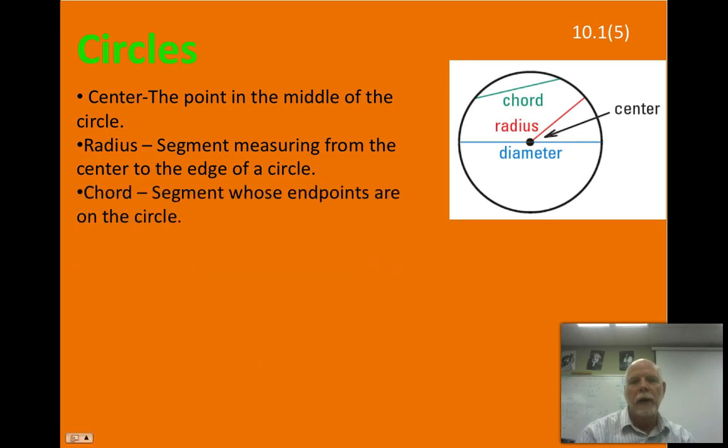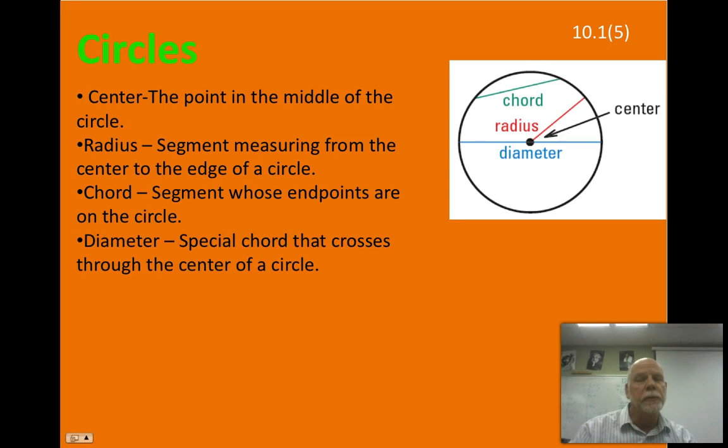Okay. Then of course we have a chord, and that may be a new term for you. A chord is a line segment whose endpoints are on the circle. If you notice that green line there, the endpoints of that segment, one is on one side of the circle, one's on the other. You could draw lots of different lengths of chords. You could have really short chords, you could have long chords, and as long as the endpoints are on the circle itself, that's a chord of a circle.